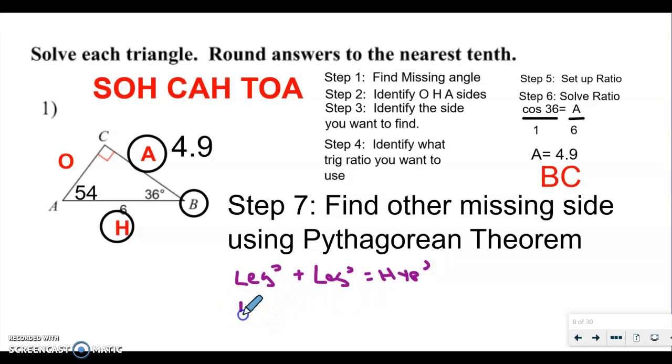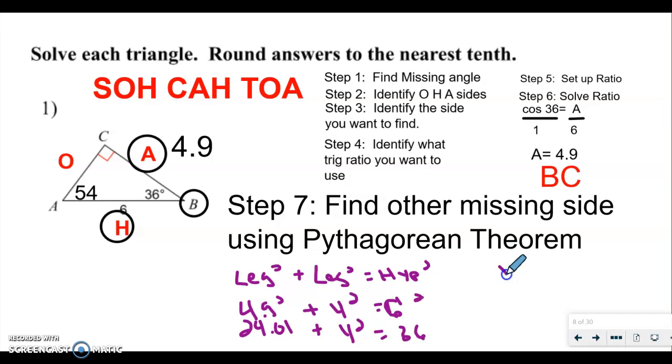So in this case, it's going to be 4.9 squared plus, we'll just call it y squared, equals 6 squared. So 4.9 squared is 24.01 plus y squared equals 36. And then you get y squared to equal 11.99. So you get the missing side to be 3.5.